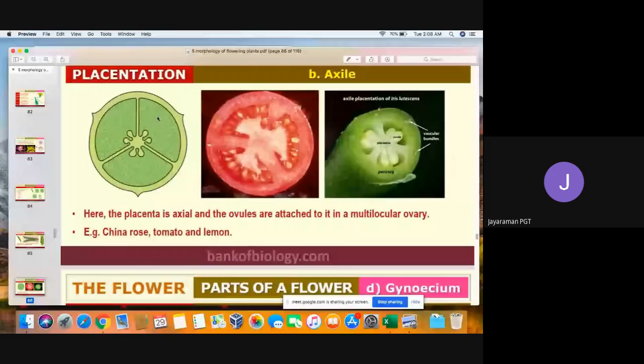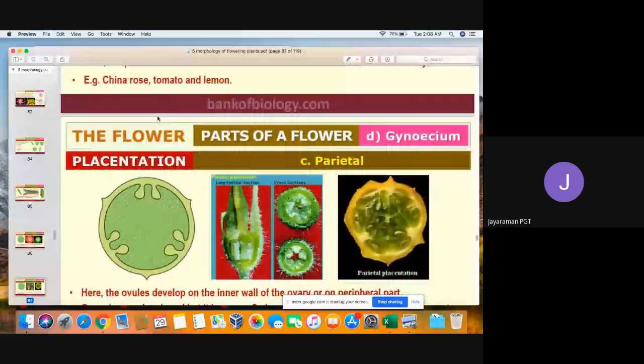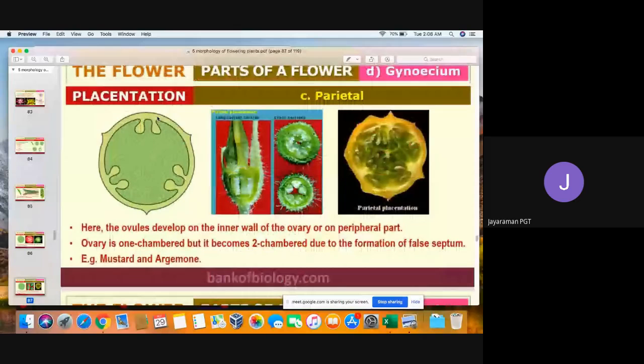Parietal placentation is simple, attached to the margin. It is mostly found in the cucurbit family, cucumber, pumpkin, and passion fruit. The ovules are just attached to the walls of the ovary, not central, in three places.